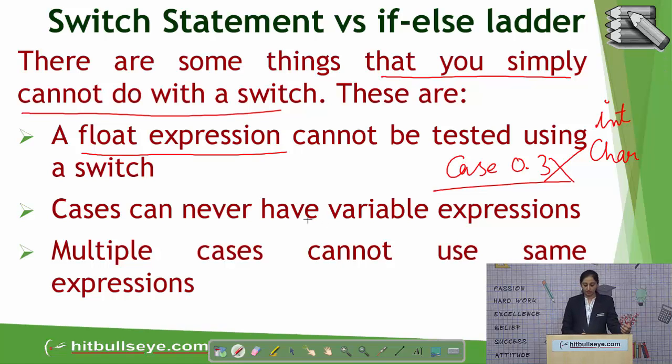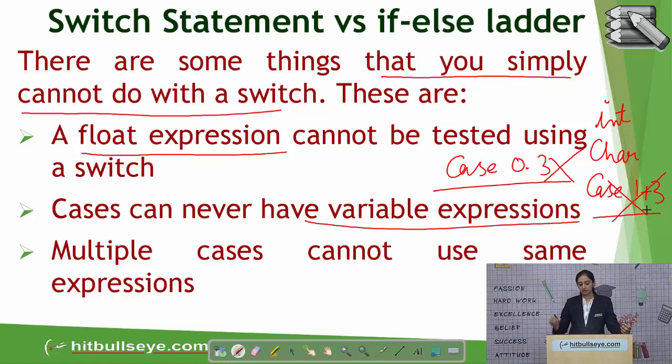And cases can never have variable expressions. For example, we cannot say case 1 plus 3. So the cases can never have a variable expression, and lastly, multiple cases cannot use the same expressions, right? Suppose case A has the same expression and case B also has the same expression.